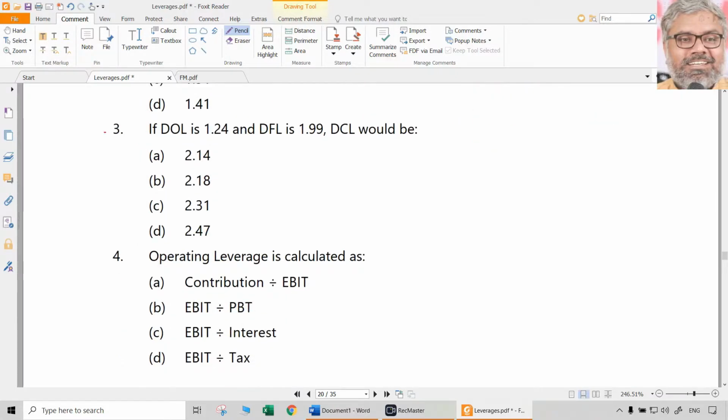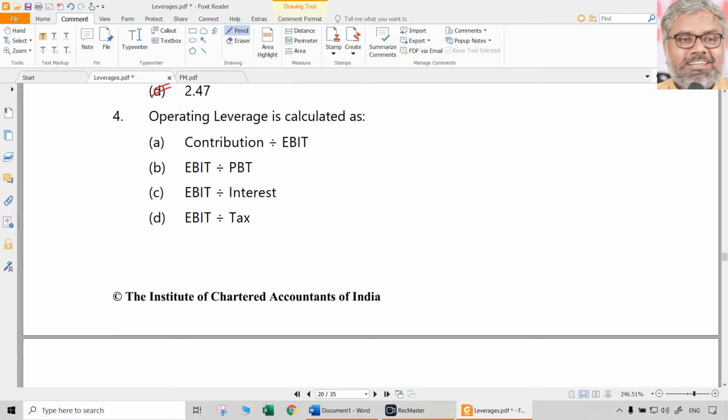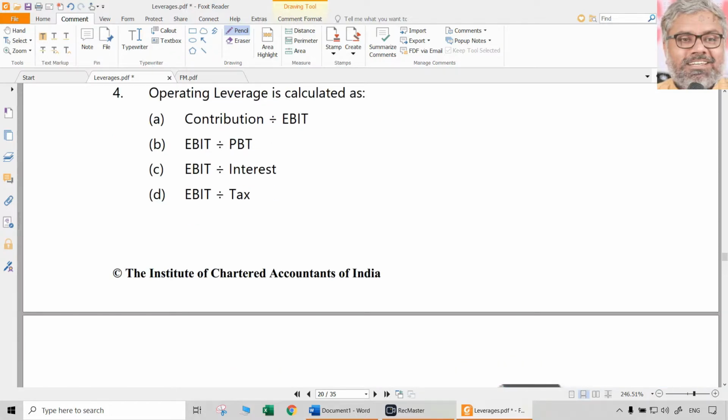Then third question. If operating leverage is 1.24, financial leverage is 1.99, combined leverage will be how much? Simply multiplication of both. 1.24 multiplied with 1.99, 2.4676, that is 2.47. That is third question.